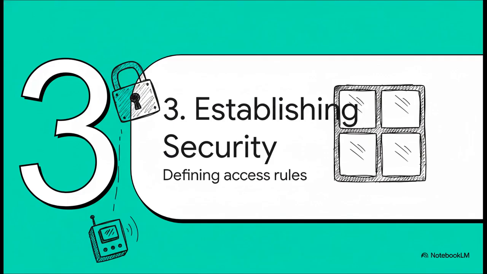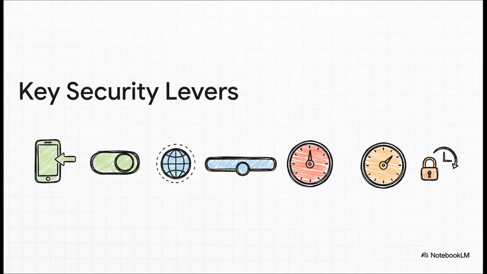The frame of our house is officially up. Now it's time to install the locks, the alarms, and the security cameras by setting up our security rules. And this is where you get to be in the driver's seat. You have some seriously powerful levers to pull here. You can enforce multi-factor authentication across the board. You can restrict access based on where someone is in the world. You get to define what happens if someone tries to log in with the wrong password too many times. And you control how long people stay logged in.